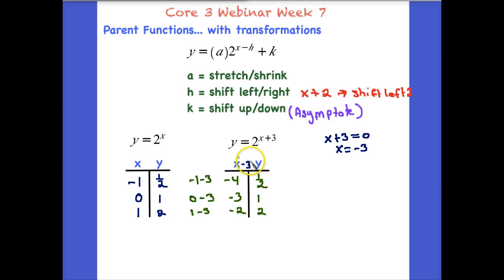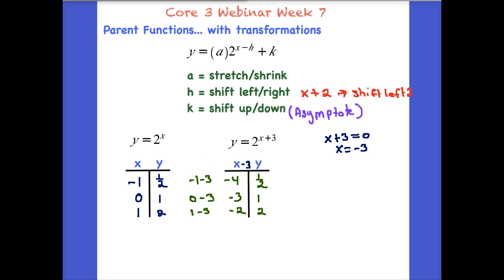All right. So you guys, basically this is what I want you to get out of this lesson: be able to come up with your key points using the transformations. Because what are you going to plug in here? If you plug in a 0, then you're going to get 2 to the third, which is 8, and that doesn't follow our 3 main key points. So start with the parent function. In other words, strip everything off and then apply the transformations.